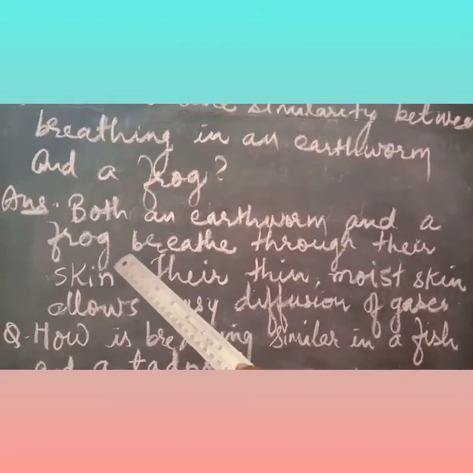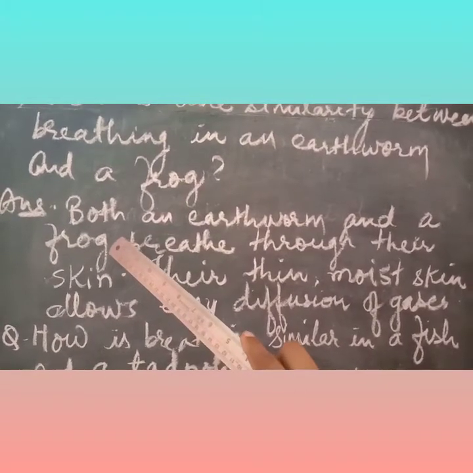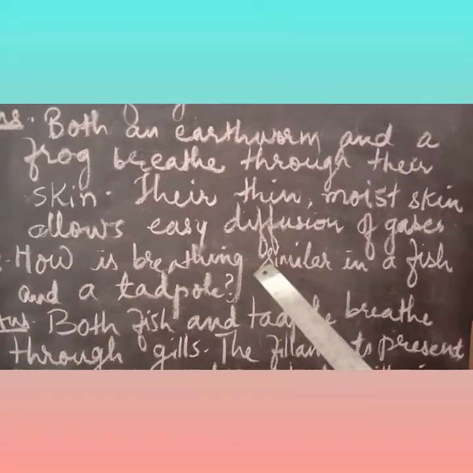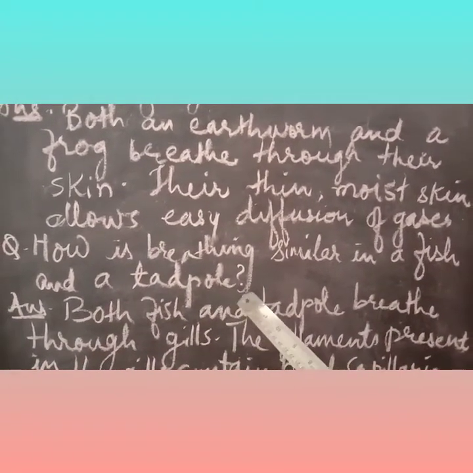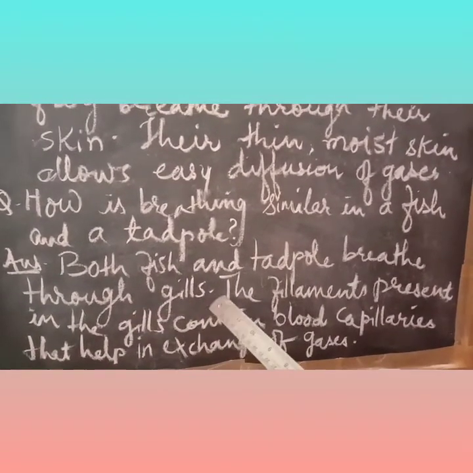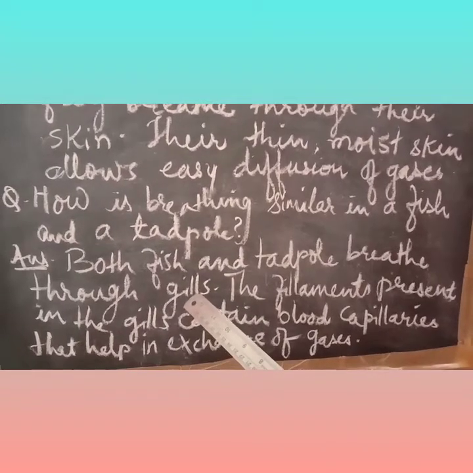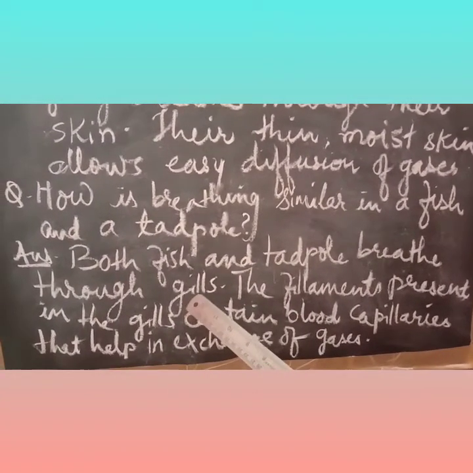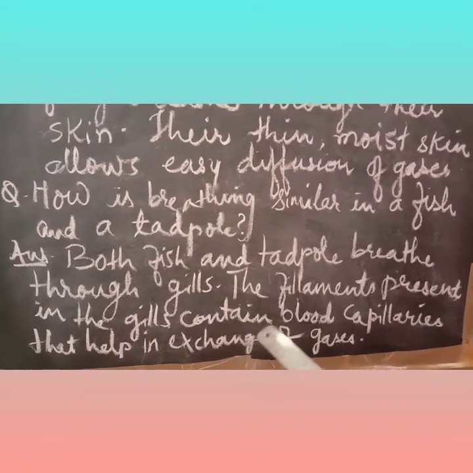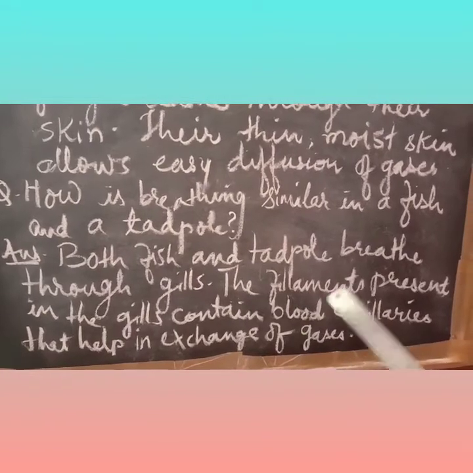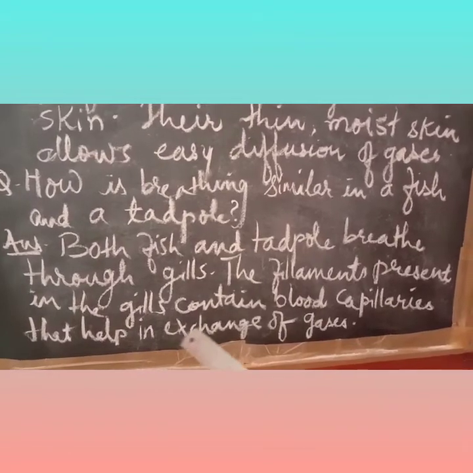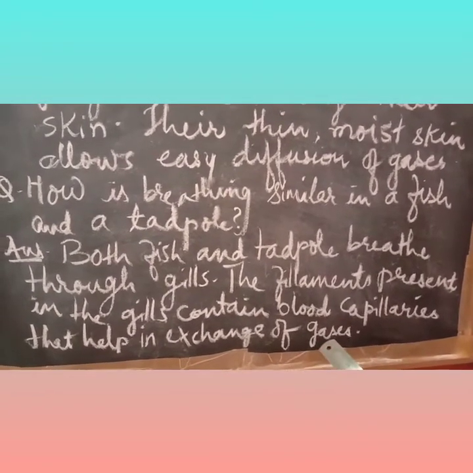You must know that a frog can also breathe through lungs, but it breathes through lungs when it is on land. Next question is, how is breathing similar in a fish and a tadpole? Both fish and tadpole breathe through gills because they both are aquatic, and these gills have filament-like structures which are richly supplied with blood capillaries. So we can write that the filaments present in the gills contain blood capillaries that help in exchange of gases.